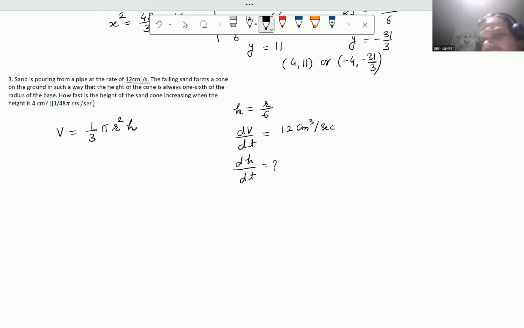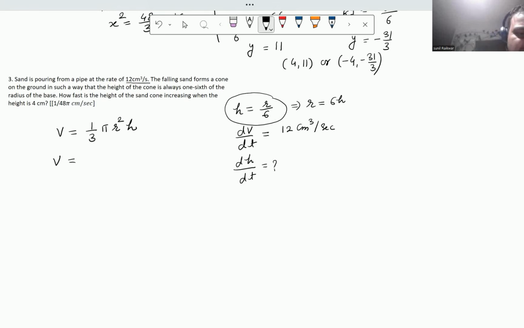We have no idea about dr over dt, so try to replace r. How can we replace r? This relation is given: the height of the cone is always one-sixth of the radius of the base. So we can replace r with 6h. I'm just going to replace r with 6 times h.